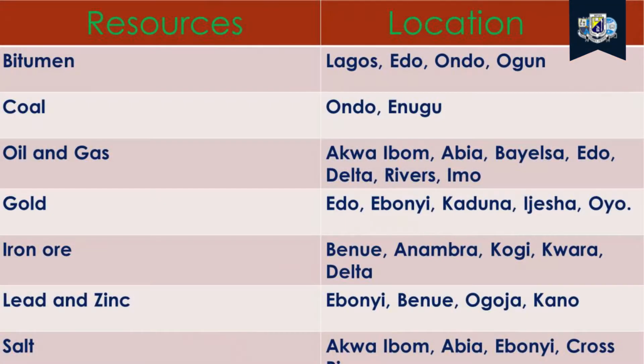Now we're also going to be looking at where these resources can be found in Nigeria. Crude oil can be found in Delta State. It can also be found in Bayelsa State. We can also find crude oil in Rivers State. We can find iron ore in Benue and Kogi. We can find lead and zinc in Ebonyi. We can also find it in Kano. So we can also find salt in Cross River, and we can also find it at Akwa Ibom State. And these are some resources and their locations in Nigeria.